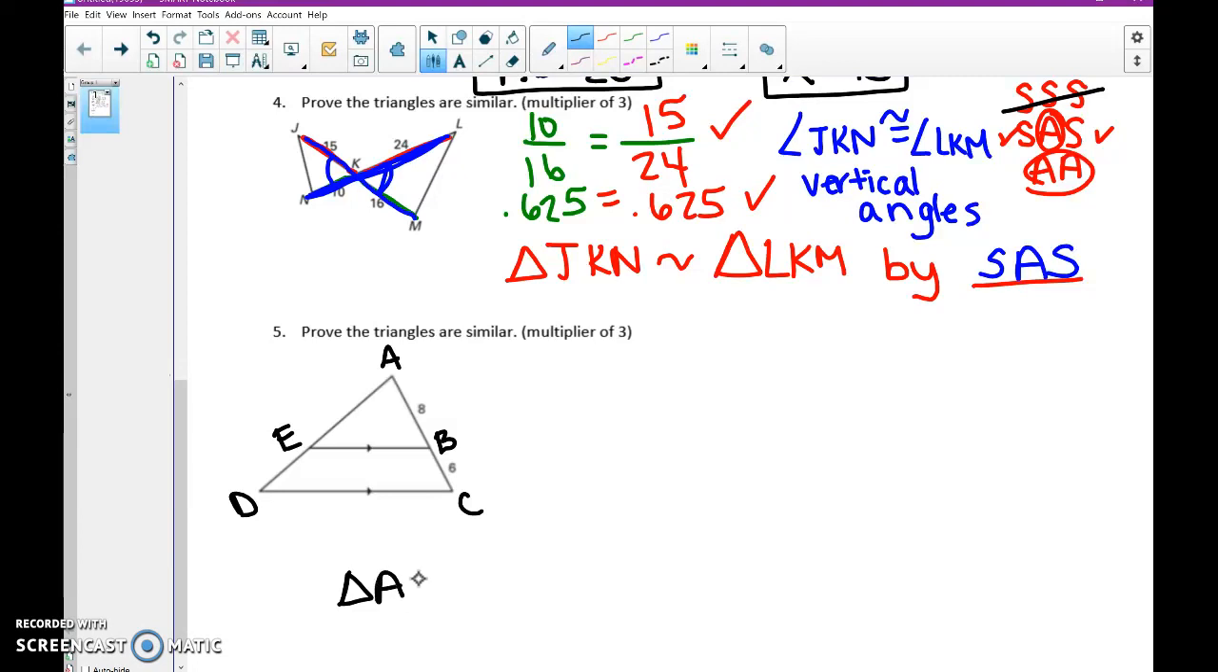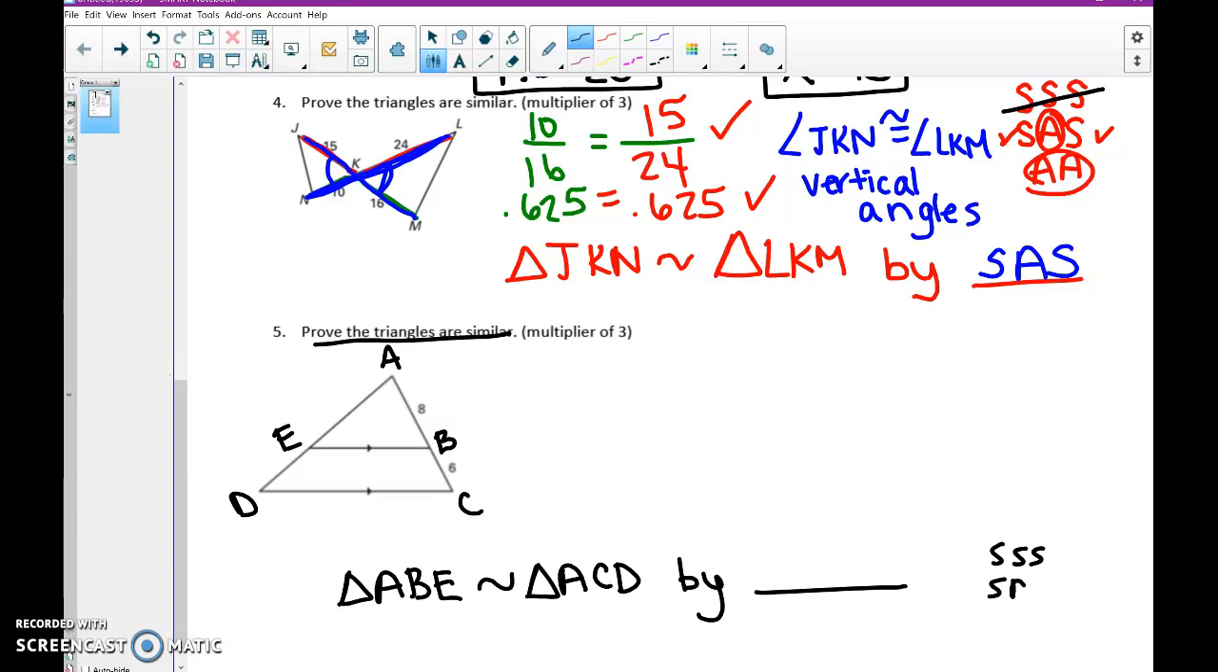So my goal is to prove the triangles are similar. Well, there's a smaller one here, ABE, and I want to prove that it is similar to ACD, that bigger triangle. Okay, I got to say by some reason. I've got SSS, SAS, or AA. Again, those are my only options. If I can't do it with that, it's not possible.